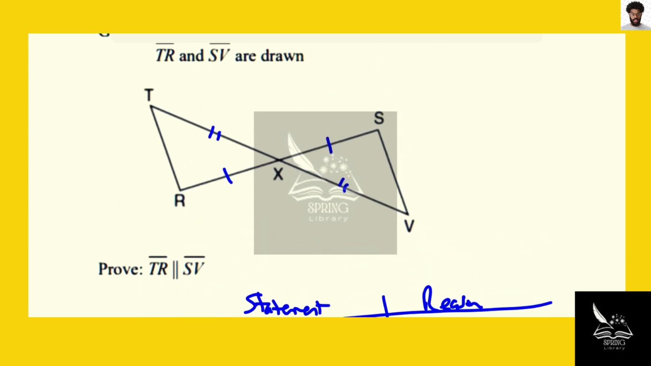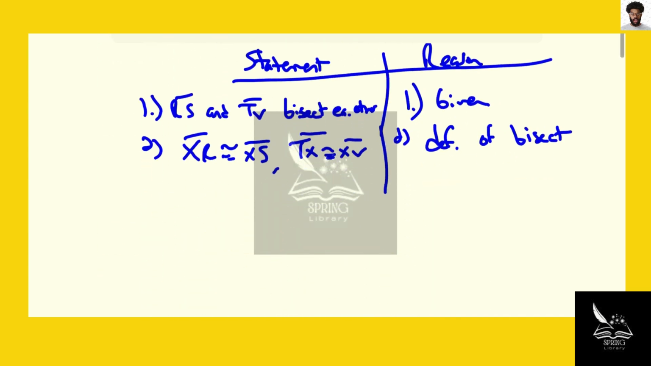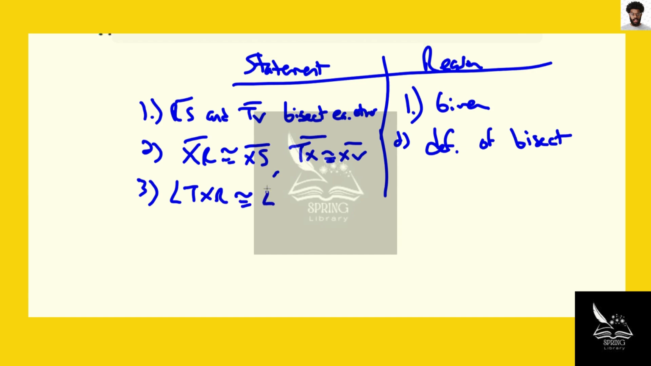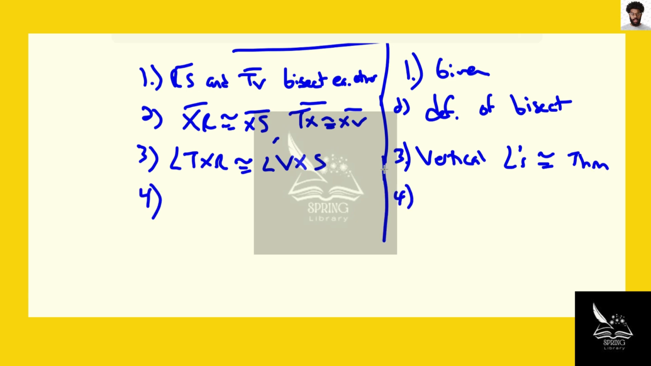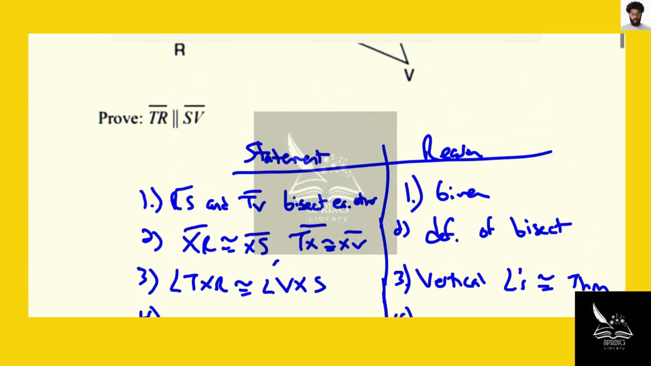Now we have vertical angles that are congruent as well. Angle TXR would be congruent to angle VXS. That's the vertical angles congruence theorem. You may call it something different, but it has to do with them being vertical angles.